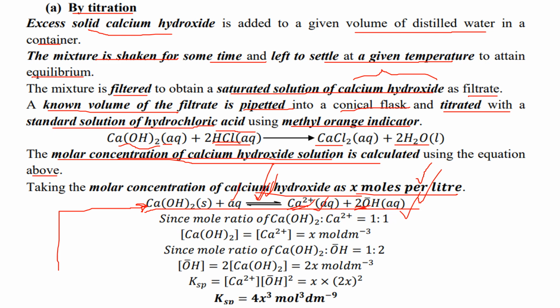So we use the mole ratio to determine the molar concentration of our ions, because remember that we are not interested in the molar concentration of calcium hydroxide. Since the mole ratio of calcium hydroxide to calcium ions is 1:1, the molar concentration of calcium ions present is going to be the same as that of calcium hydroxide. Remember that you had already got the molar concentration of calcium hydroxide to be x moles per decimeter cubed, which is the same as the molar concentration of calcium ions. Now, if you consider the mole ratio of calcium hydroxide to the hydroxide ion, it is going to be 1:2.